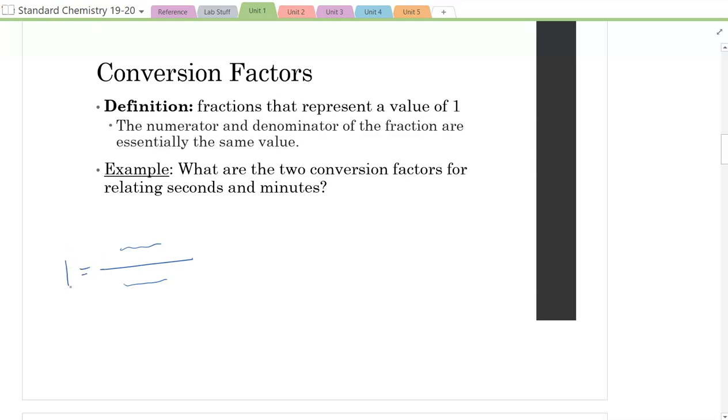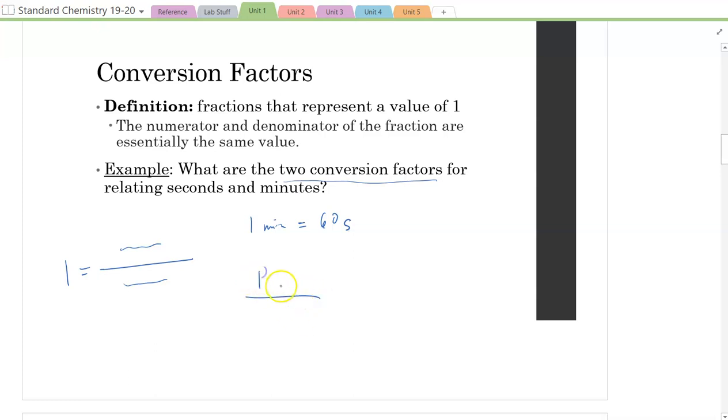And so this example here is asking you to identify the two conversion factors for relating seconds and minutes. Well, I think it's safe to say that most of us should know that for every 1 minute, there are 60 seconds. Let's abbreviate that appropriately, 60s. And so this relationship, which we can write as an equation, can also be written as a conversion factor. So that's not quite the conversion factor yet.